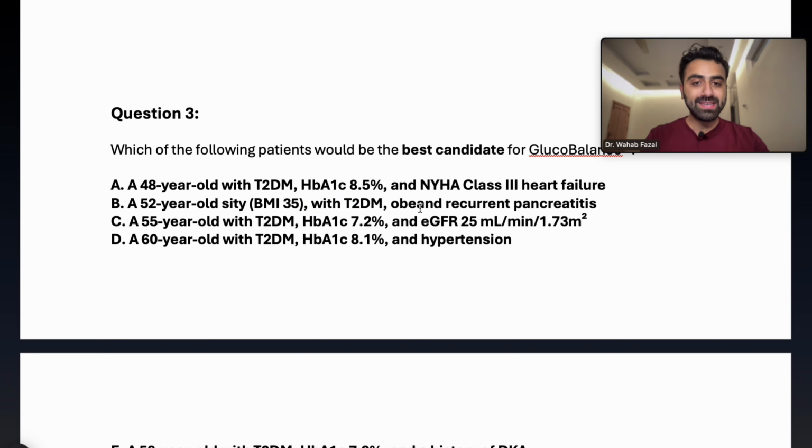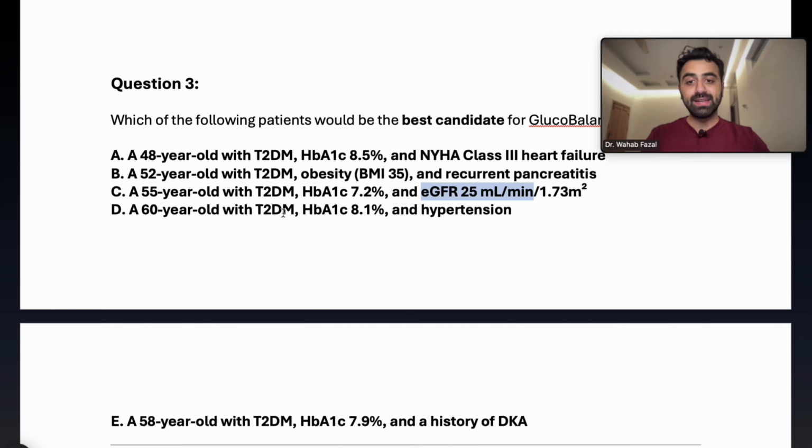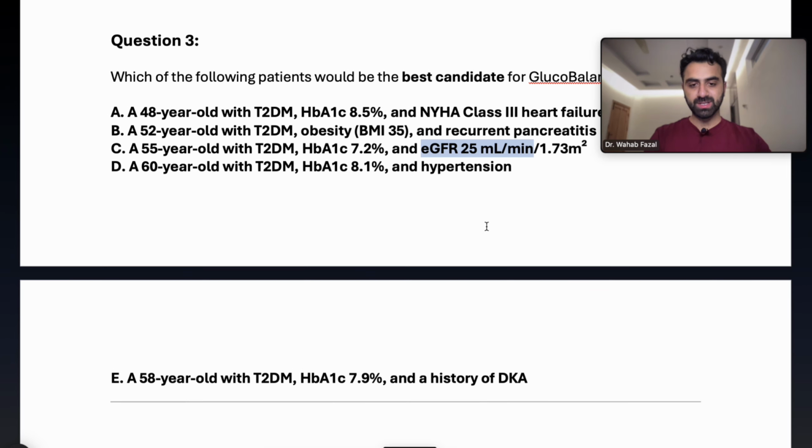Type 2 obesity, that's fine, and recurrent pancreatitis. We knew that that is one of the contraindications. That does not work. Again, 55-year-old man with type 2, EGFR 25. We knew that less than 30, this drug does not work really well. And then type 2 diabetes mellitus, HbA1c 8.1, and hypertension, okay, that works pretty well. And 58-year-old man with type 2, HbA1c 7.9% and history of DKA. We knew that a history of DKA or DKA recurrence was one of the black box warnings, so this is not applicable. So the correct option here would have to be D.